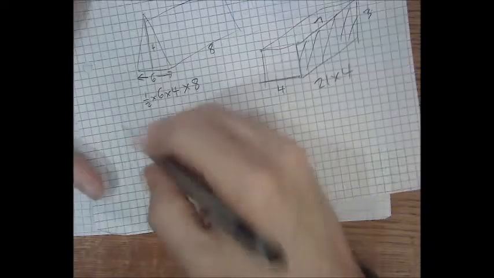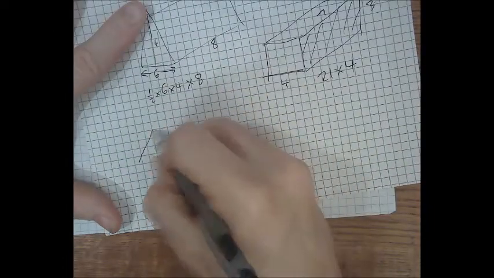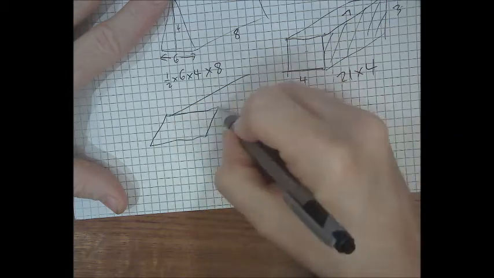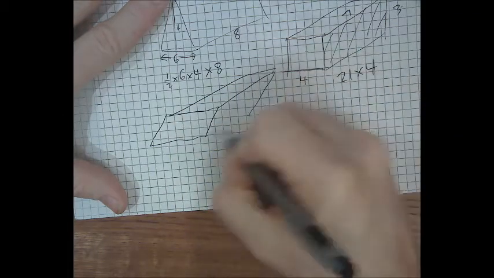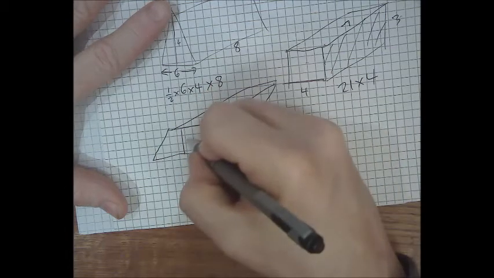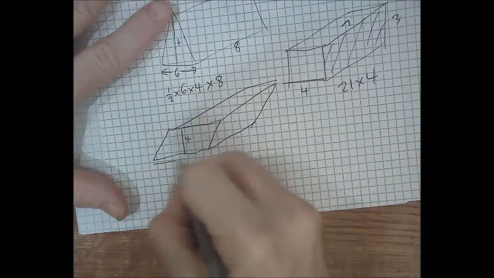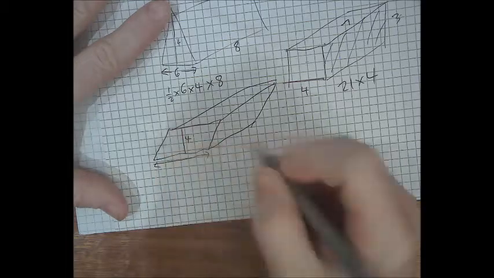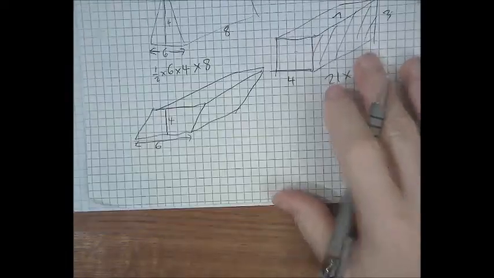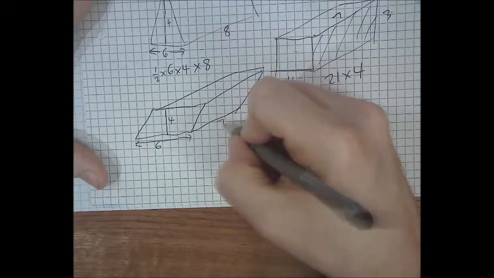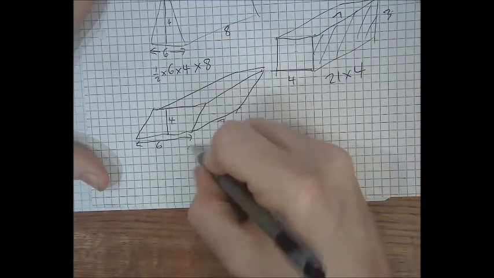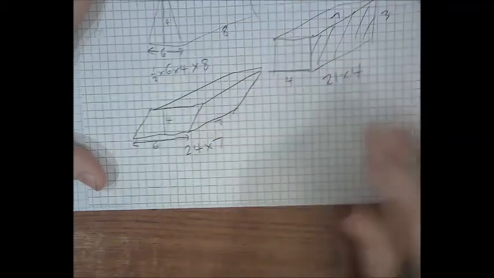What other shapes do you need to know? You need to know the area of a parallelogram. The area of a parallelogram is the perpendicular height, so if that was 4, times by the length. So if that went back 7, it'd be the area of the front, which is 6 times 4, times how far it goes back, which is 7.